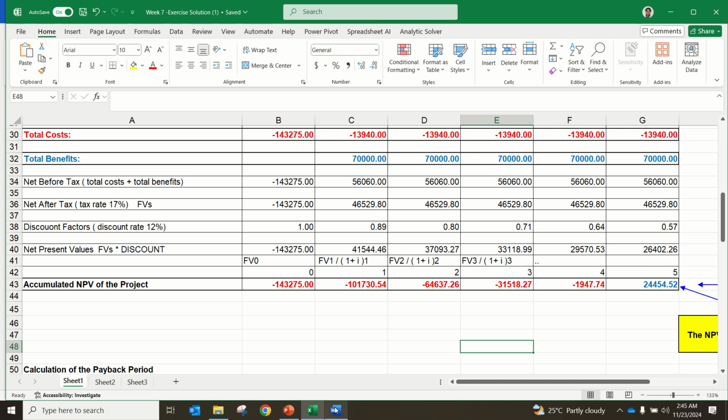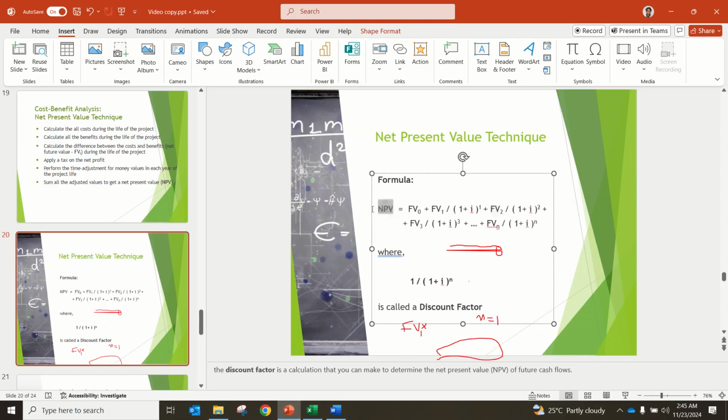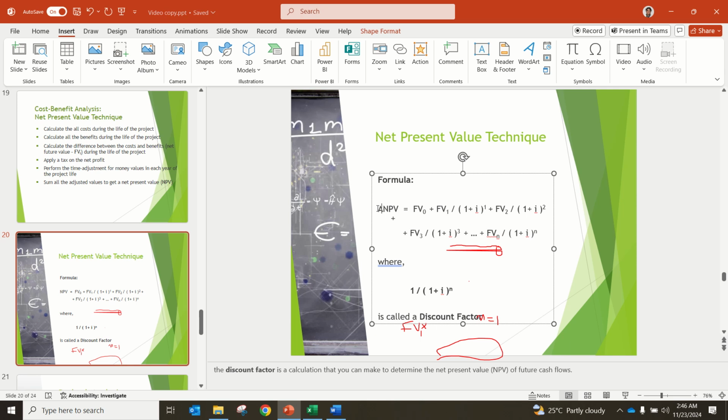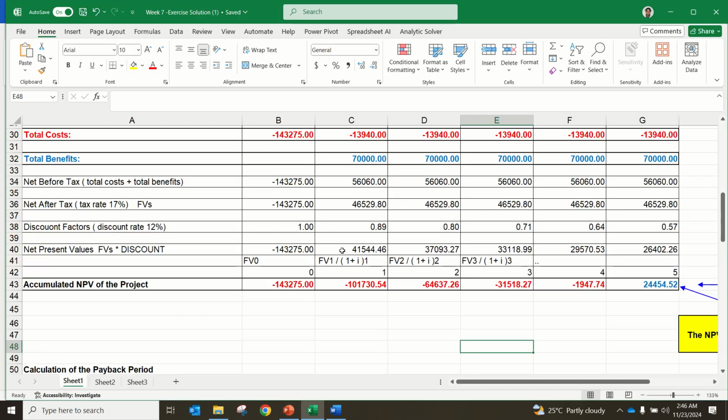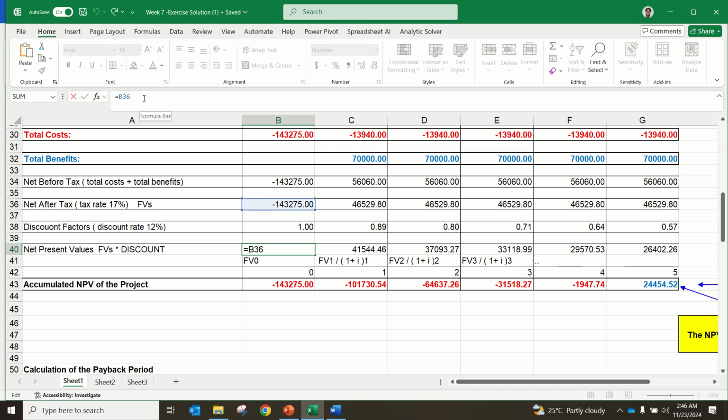Why do you calculate each of the components? Because in your formula, if you want to calculate the NPV, this is basically the accumulated NPV. Accumulated NPV is nothing but the addition of all these FV values. If you add this plus this, it is the NPV for the second year, I mean the first year. Then for this particular value, this plus this plus this, it just goes like that. So FV0 is nothing but this value into this value, and that is your FV0.